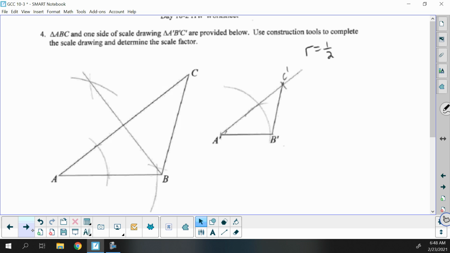I chose to copy angle A, extend it through, and then you had to do the perpendicular bisector of AC, measure off that length from A to this midpoint, and then mark that off. Oops, sorry, not there. Mark that off to get where C prime should be.